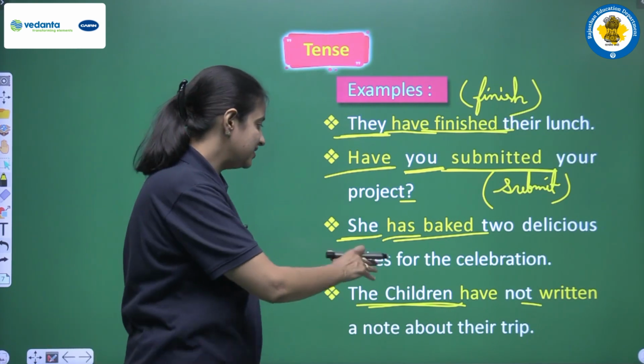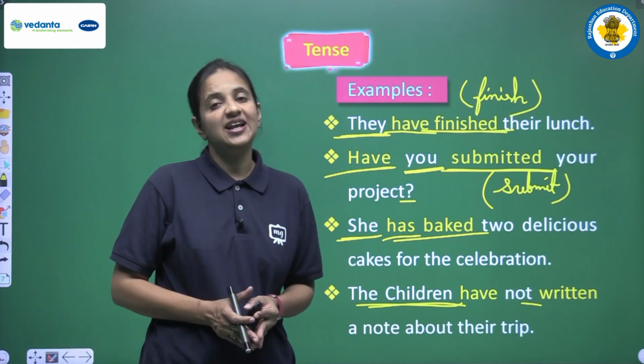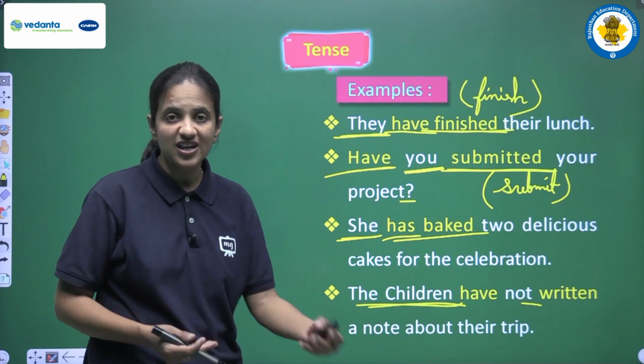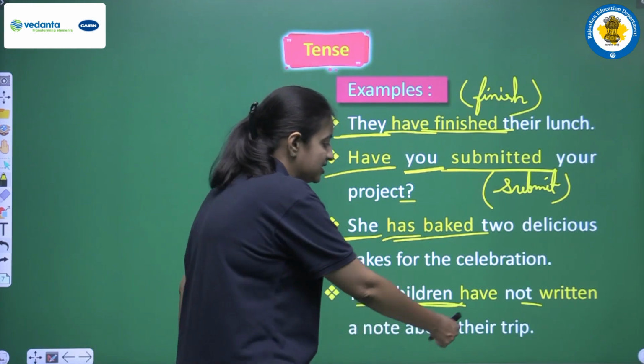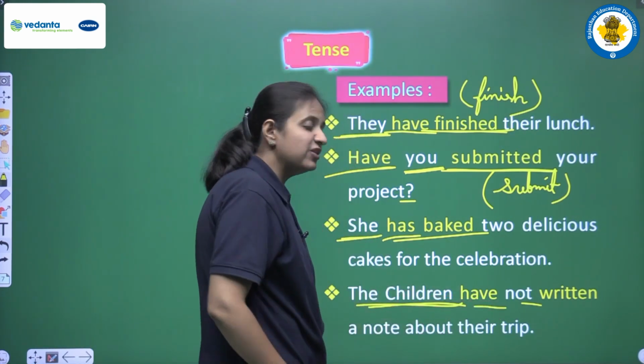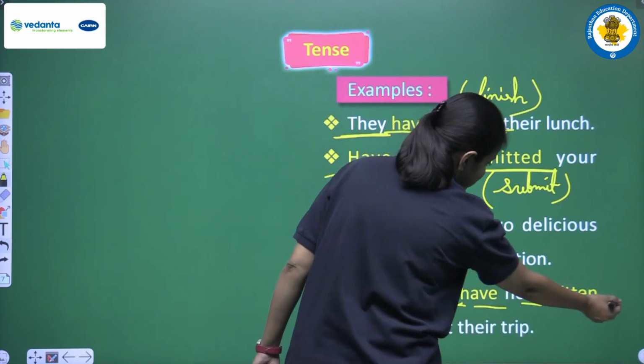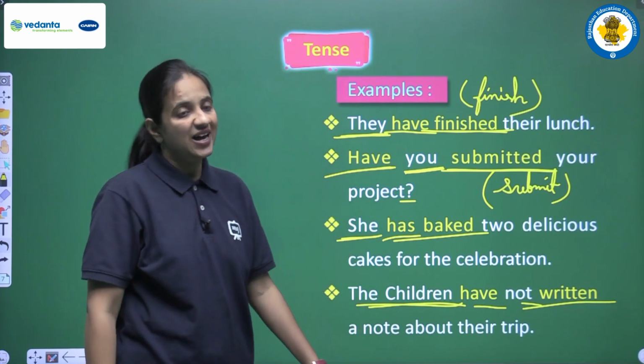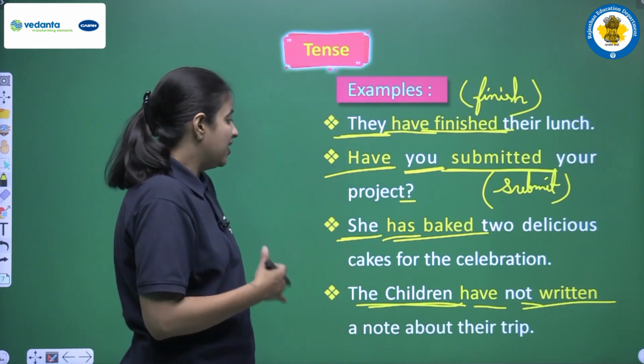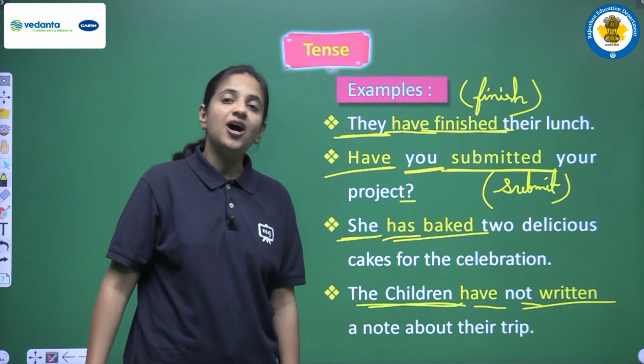Okay, so in this sentence we are having children as subject, and children again it's a plural subject. So for plural subject we are using have. Okay, and again we have converted first form into third form. So written, again this is the third form of write. So our sentence is the children have not written a note about their trip.